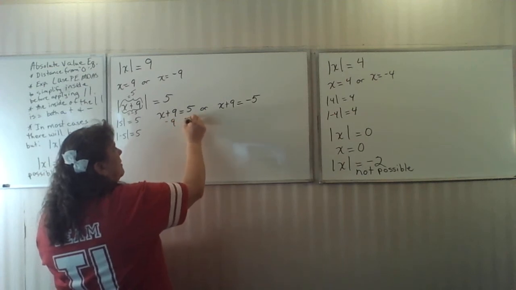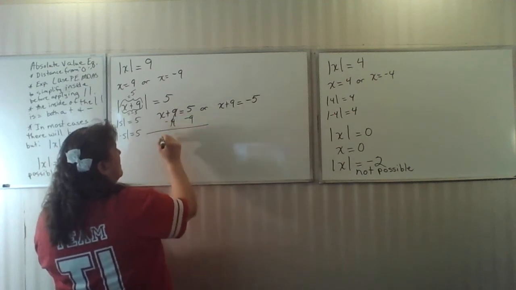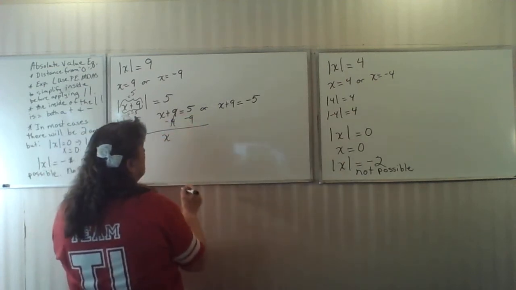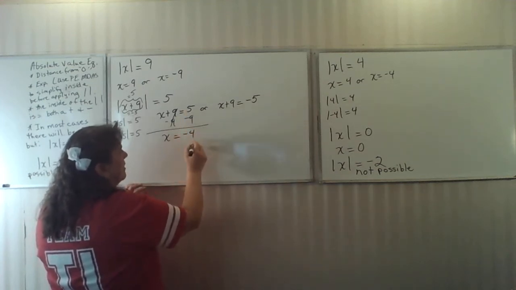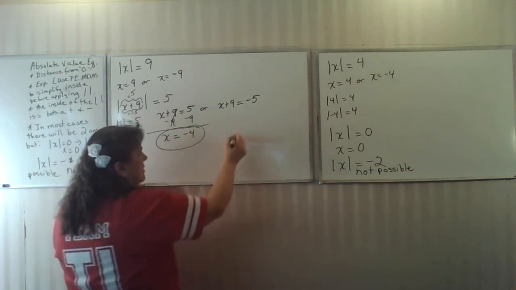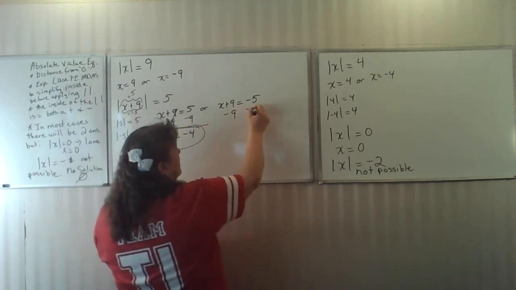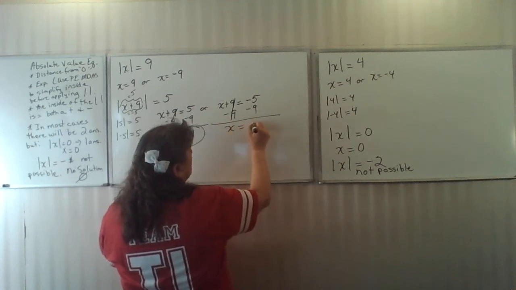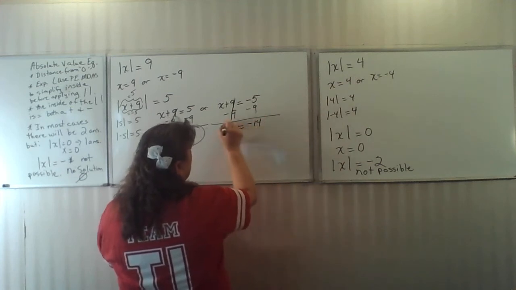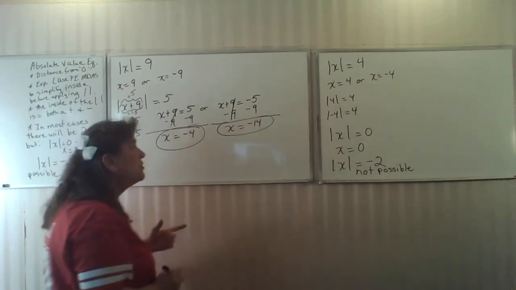Subtract our 9, just like equation solving that you've done in the last assignment, and 5 minus 9 is a negative 4. So that's one of my answers. Subtract my 9 again, and x is equal to a negative 14. There's my other answer.